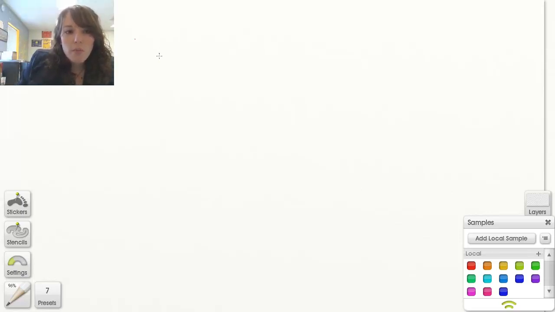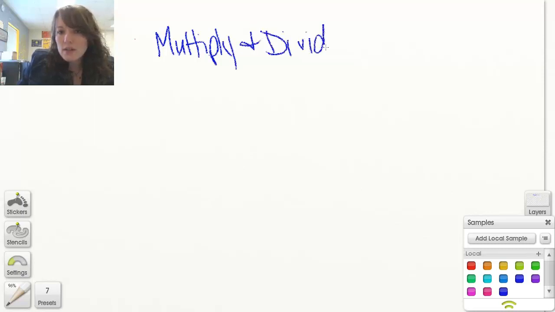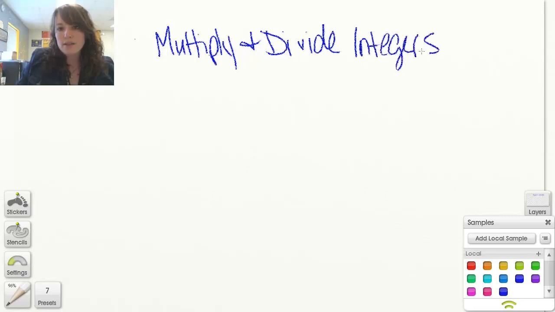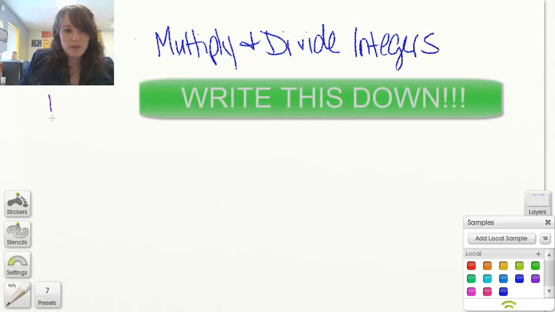Okay, we're going to multiply and divide integers today. Multiply and divide integers. And integers are positive or negative whole numbers. Multiplying and dividing these are super easy. My multiply and divide rules are the same. So if you will write this down, it's very important.